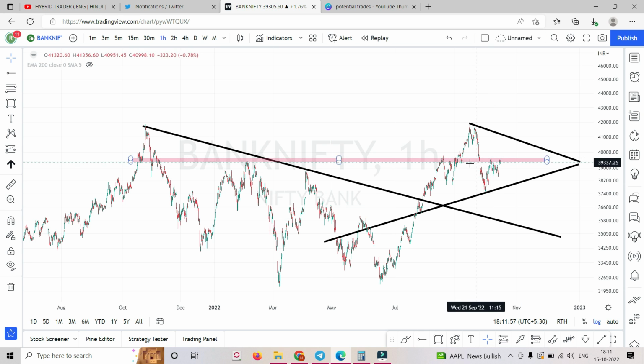There was a resistance 1. The same thing acted as a support. The same thing acted as resistance 1, resistance 2, see, resistance 3. The same thing acted as a support, then resistance. Try to understand, friend. This is what price action is.